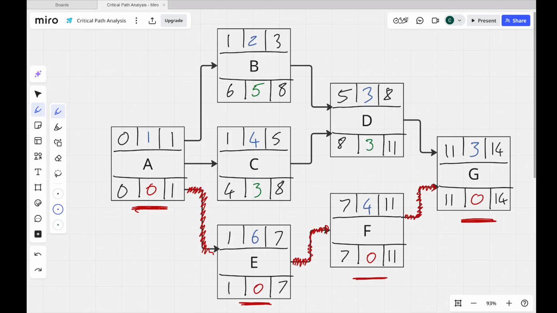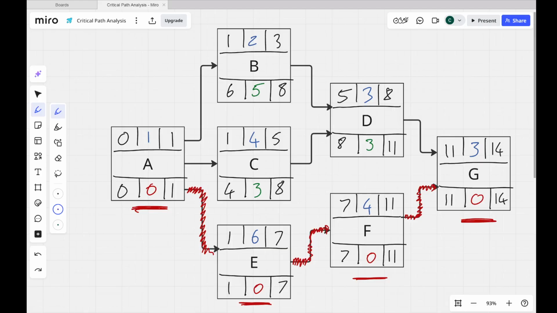A couple of other definitions to keep in mind with critical path is it's the longest path through the project. And what I mean by that is if you add up the durations of the critical path, so the duration of A is 1, duration of E is 6, duration of F is 4, duration of G is 3, if you add those up, it tells you 14 days. The result is 14. So the reason my project is 14 days long is because of the critical path.